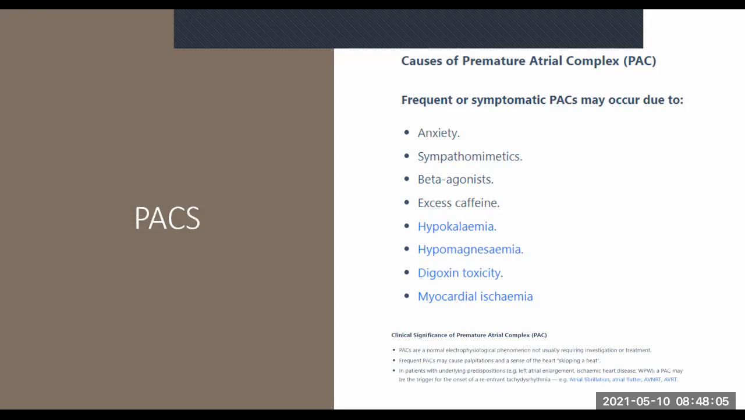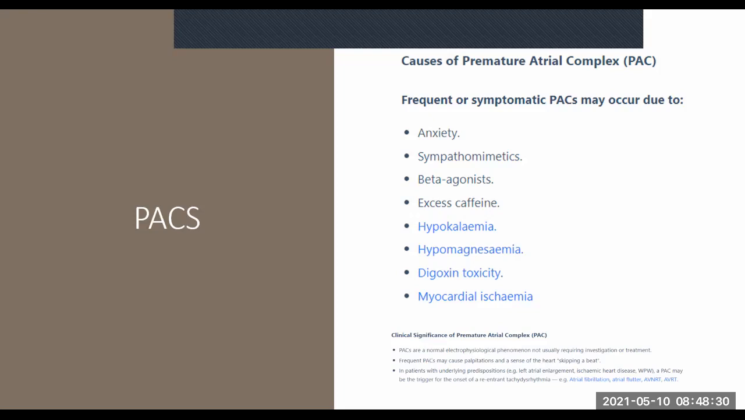So clinical significance: they are normal electrophysiological phenomena, not usually requiring investigation or treatment, right? Frequent PACs may cause palpitations and a sensation of the heart skipping a beat, right? In patients with underlying predispositions, PAC may be the trigger for the onset of an arrhythmia. So in other words, what it's saying is that we've got a patient with nausea and vomiting, and these are the possible things that could be going on.